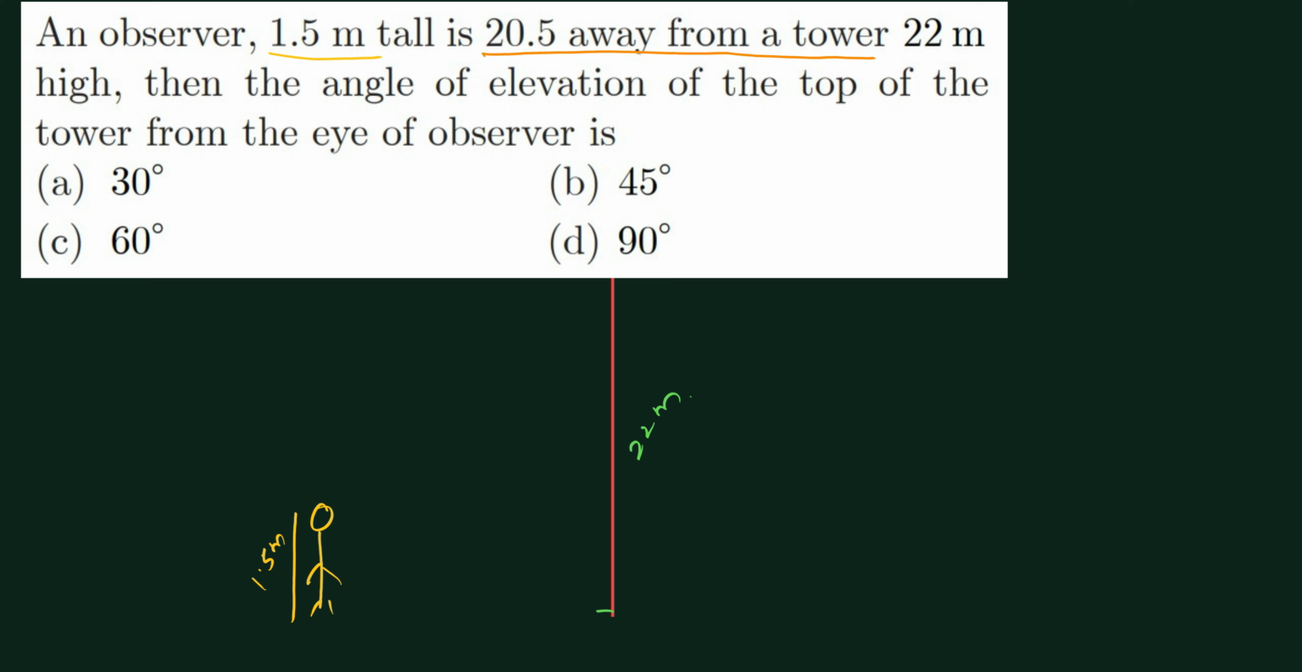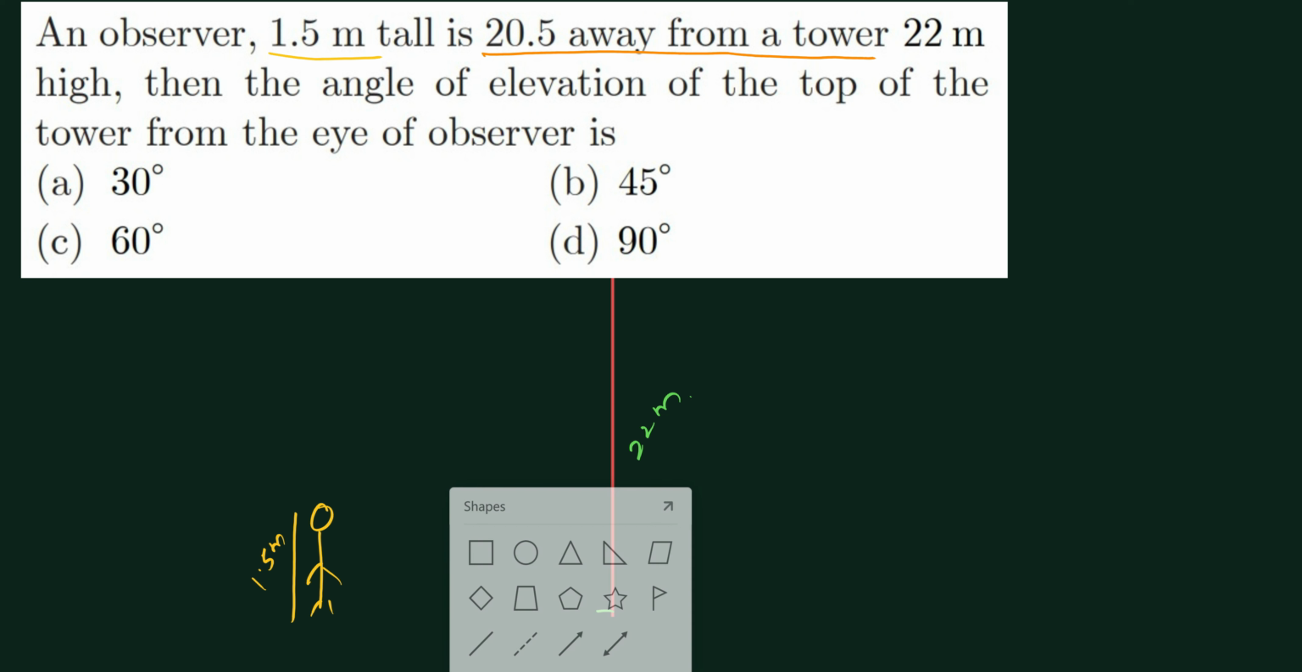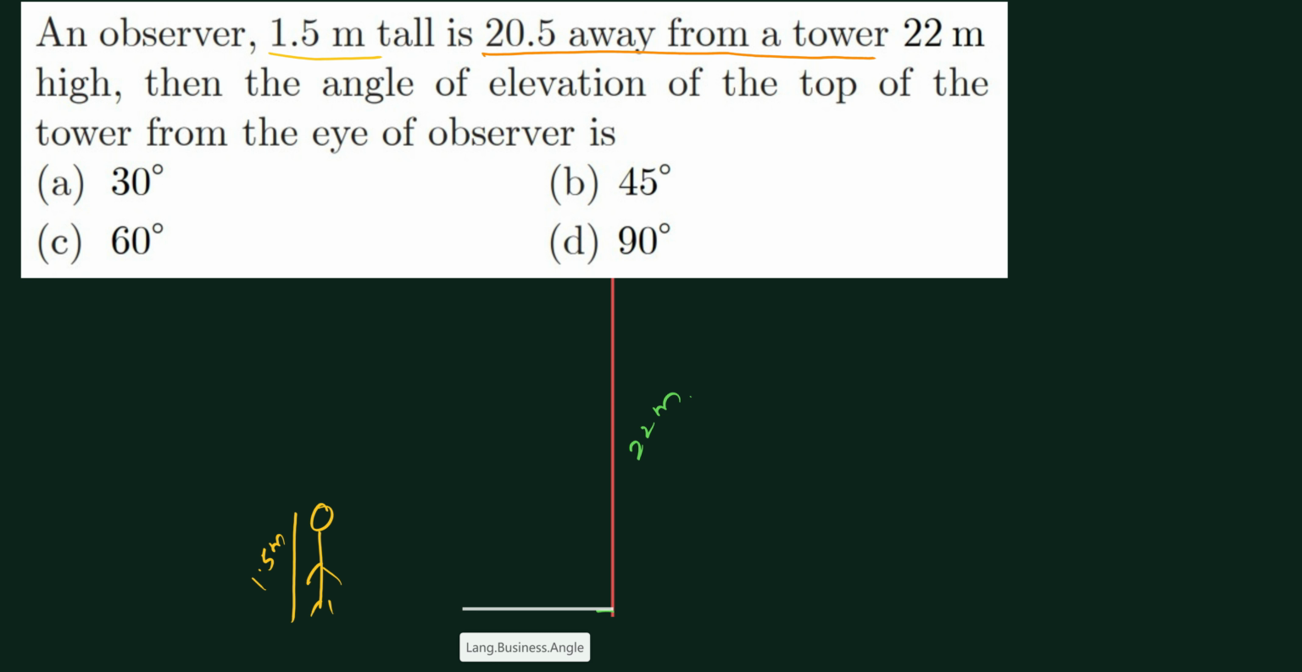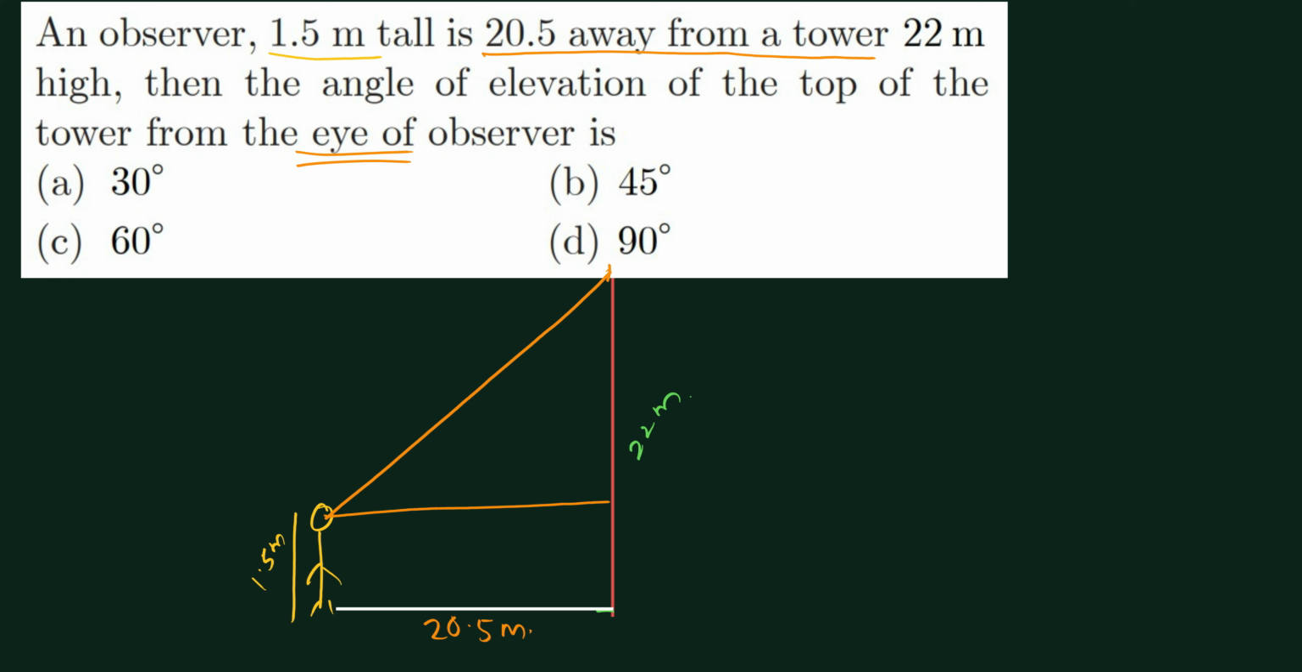So the distance between the observer and the tower is 20.5 meter. And he is observing the top of the tower. So we need to find the angle of elevation of the top of the tower from the eye of the observer. Let us say this is the eye of the observer to this height. This is the angle of elevation. It makes an angle with this horizontal, let us say theta.